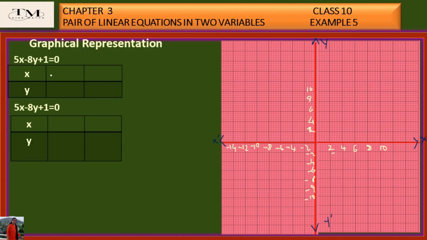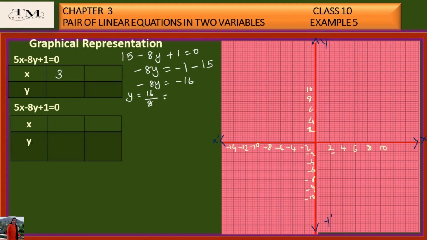So for the first one, I am going to take x is equal to 3. Substituting x is equal to 3 here, we get 5 into 3, 15, minus 8y plus 1 equal to 0. Then both the things will go to the other side. It will be minus 1 and minus 15. So minus 8y will be equal to minus 16. Both the negatives get cancelled. Then y will be equal to 16 divided by 8, which is 2, since 2 8s are 16. So the answer is 2.